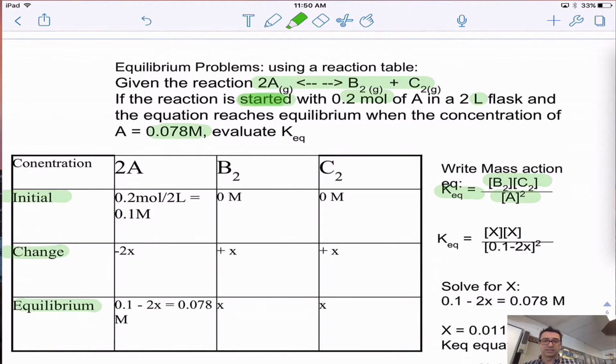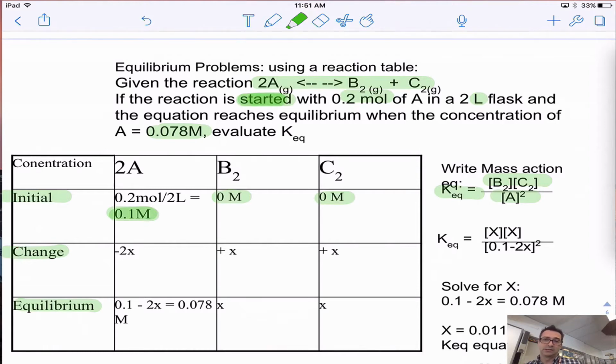So what I like to do is set up my ICE table in terms of X. Let me show you what I mean by that. Again, they say that I started with just some A, and so I put that in the initial. I need it in molarity. Everything's in molarity, so I change it to molarity. There's my molarity of A. Notice I leave 0 for B and 0 for C because they haven't been made yet. This is the initial state, the beginning state of the reaction.